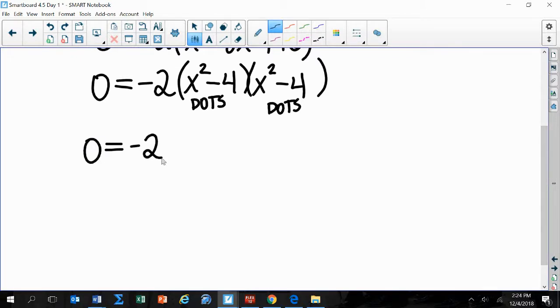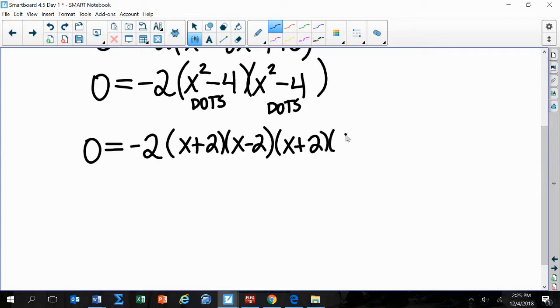Okay. So x squared minus 4, I'm going to write that as x plus 2, x minus 2. And that takes care of my first x squared minus 4. Then I have to do the same thing over here. x plus 2, x minus 2, and that takes care of my second x squared minus 4.